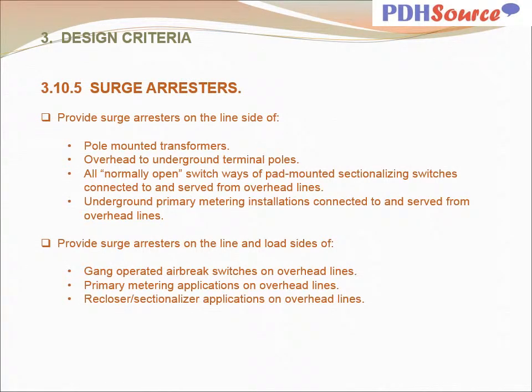Provide surge arresters on the line side of pole-mounted transformers, overhead to underground terminal poles, all normally open switchways of pad-mounted sectionalizing switches connected to and served from overhead lines, and underground primary metering installations connected to and served from overhead lines. Provide surge arresters on the line and load sides of gang-operated air brake switches on overhead lines, primary metering applications on overhead lines, and recloser sectionalizer applications on overhead lines.